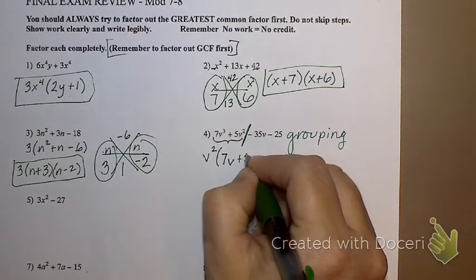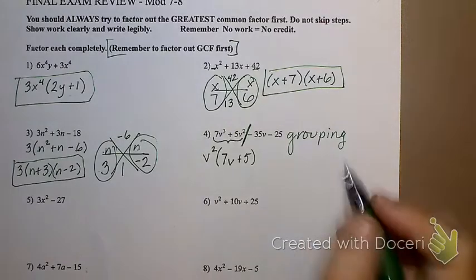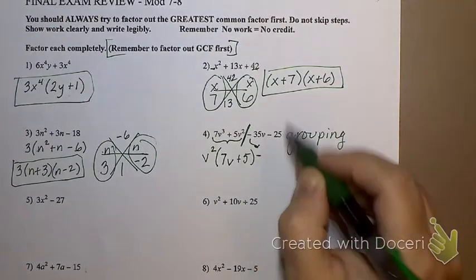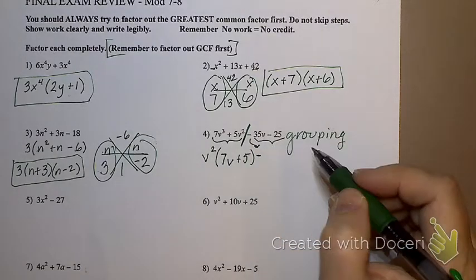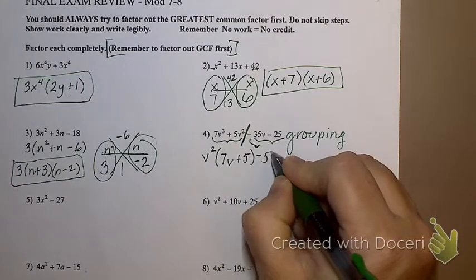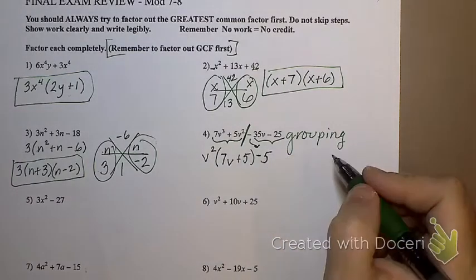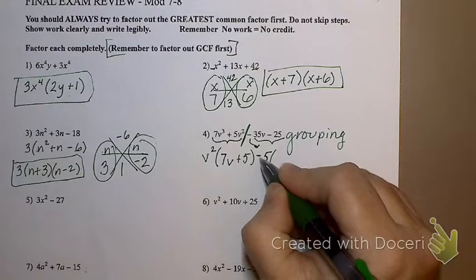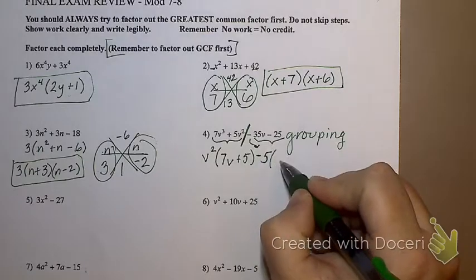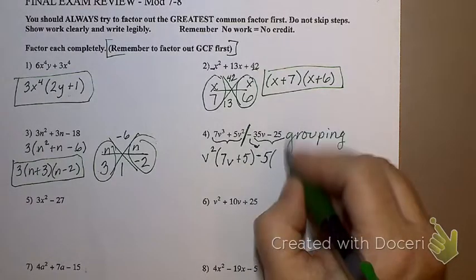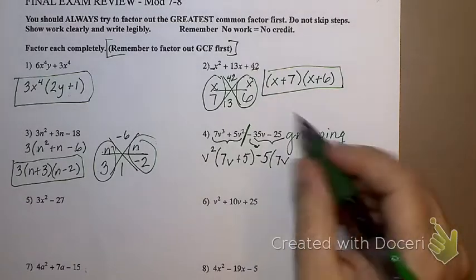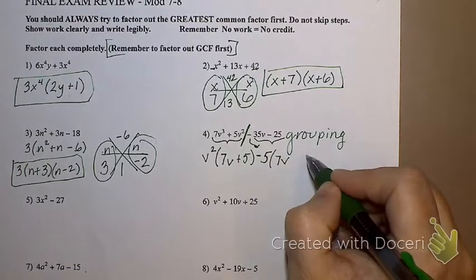Plus 5. Yes? Okay. The next sign I bring down. And then I look at these two terms. What do they have in common? How about a 5? And if I took out a 5, now keep in mind it's really taking out a negative 5 because I have to take out whatever that sign is. Negative 5 times what gives me negative 35v? Positive 7v. And negative 5 times what gives me negative 25?